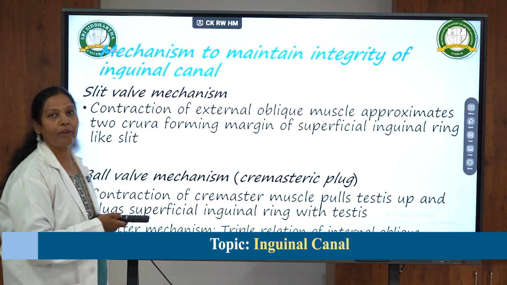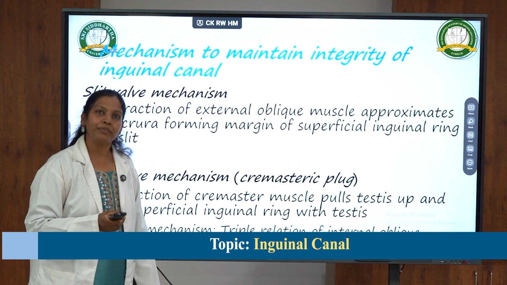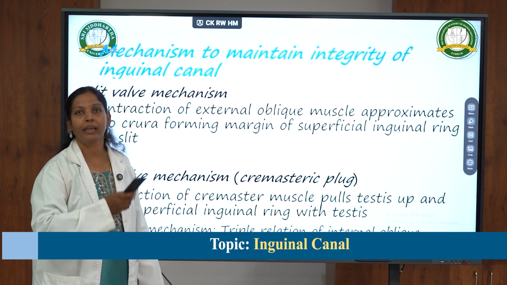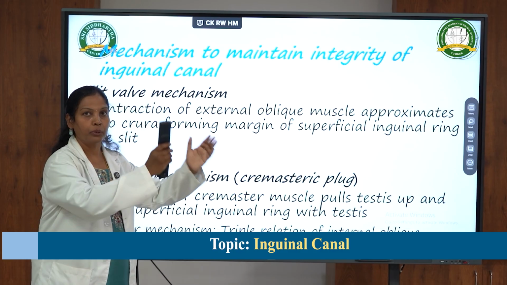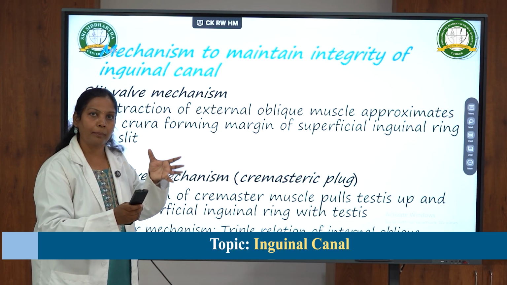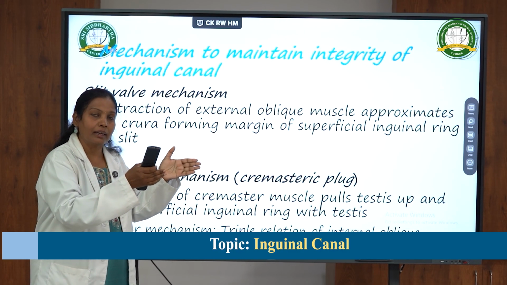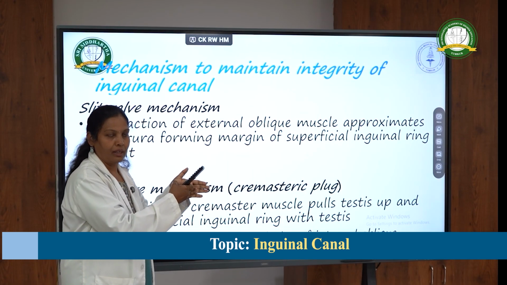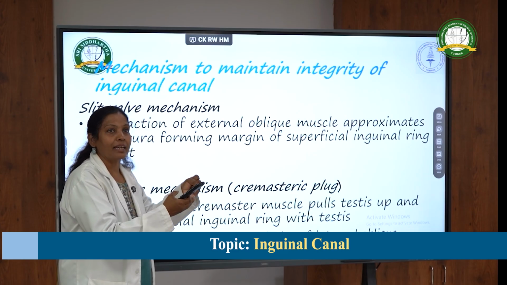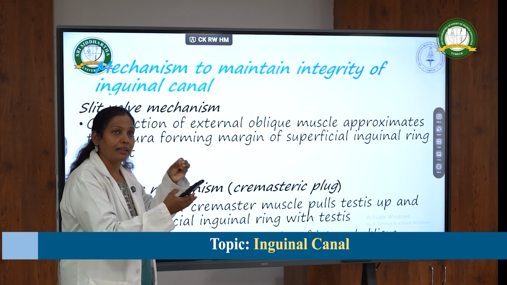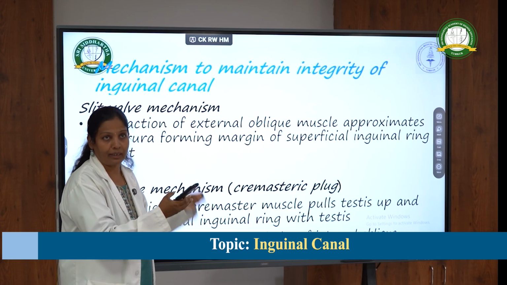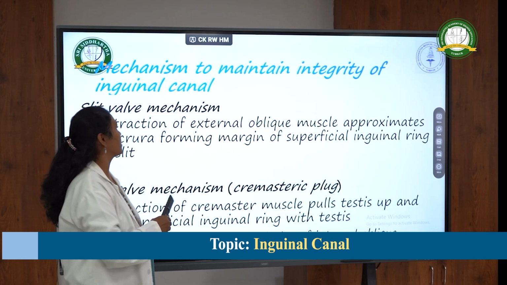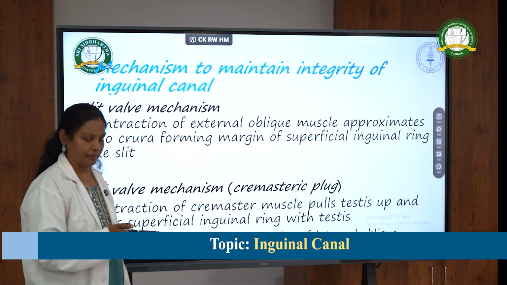Okay, so next is slit valve mechanism. So I told superficial inguinal ring is a triangular aperture in the aponeurosis of the external oblique abdominis muscle. Okay, it will have two crura. So when this external oblique abdominis muscle contracts, the two crura, superior crura and inferior crura, get approximated with each other, thereby minimizing the space of the superficial inguinal ring. Okay, so like a slit, they are closing this like a slit. So that's why it's called as the slit valve mechanism.